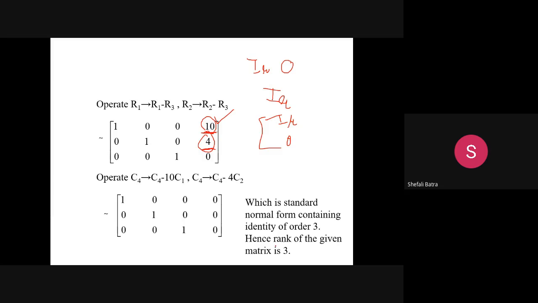So after using elementary row operations or column operation, you are converting given matrix into such type of matrix, right, which includes identity matrix of order may be equal or less. After reducing into normal form, whatever order of identity matrix you are getting, that will be the rank of given matrix, right? Any doubt till here?